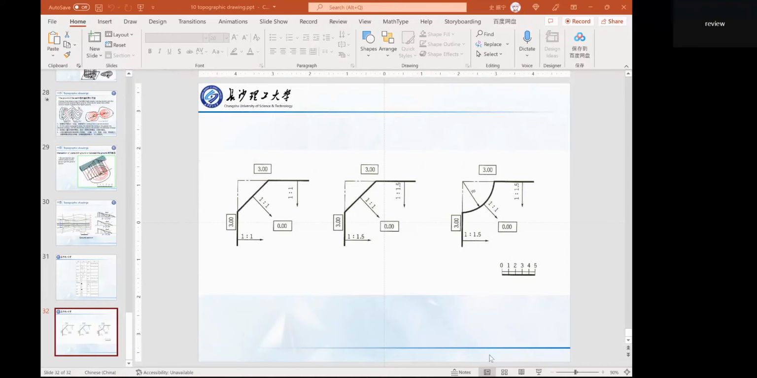So in the exercise book, you can see the scale ruler is 1 to 500. But usually we always use the scale ruler like this. This scale ruler means that when you use your ruler to measure 1 centimeter, in the real space it is 500 centimeters. So it is the scale ruler.